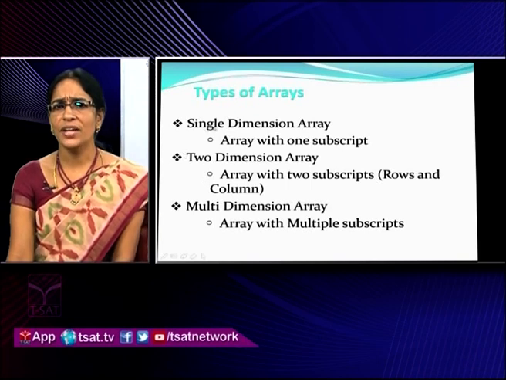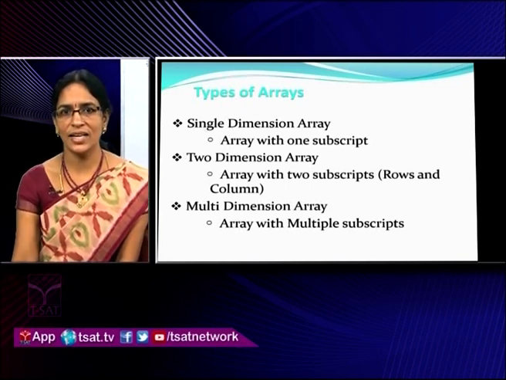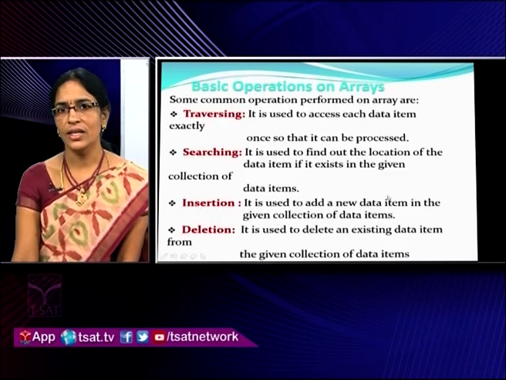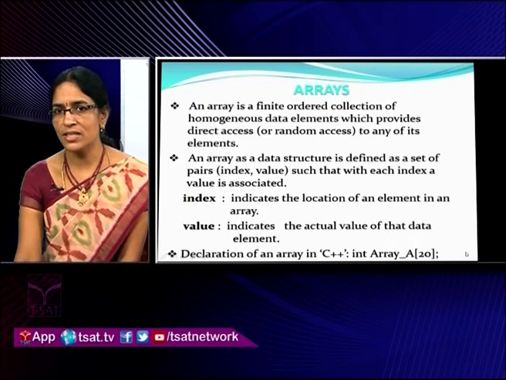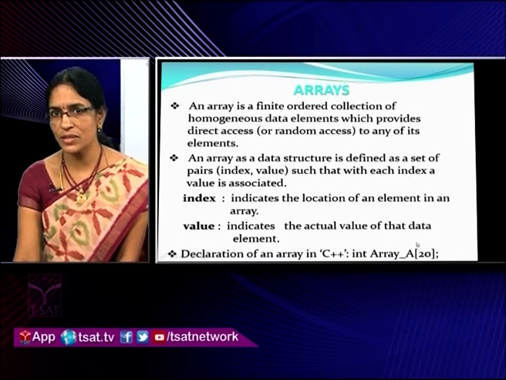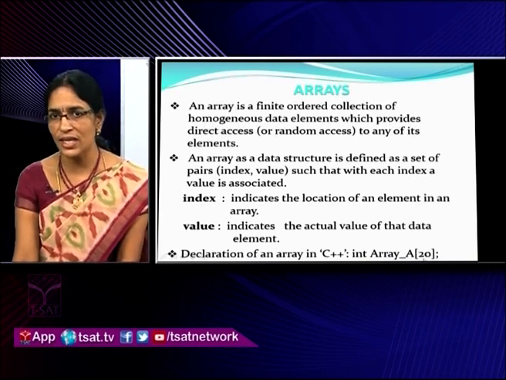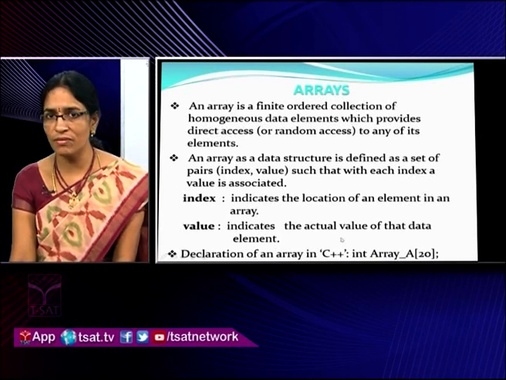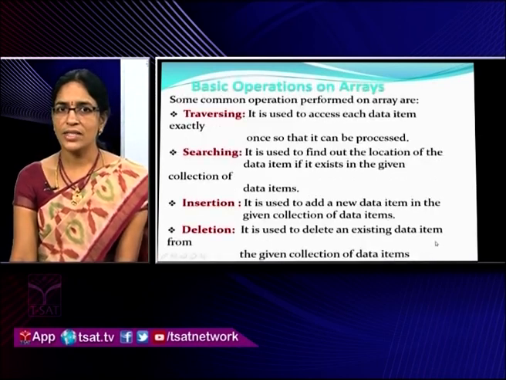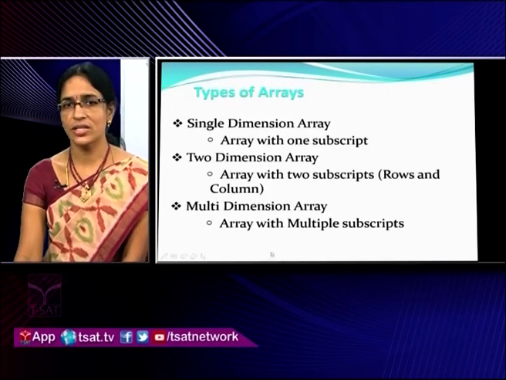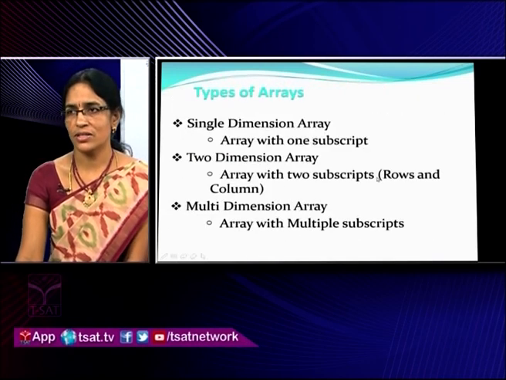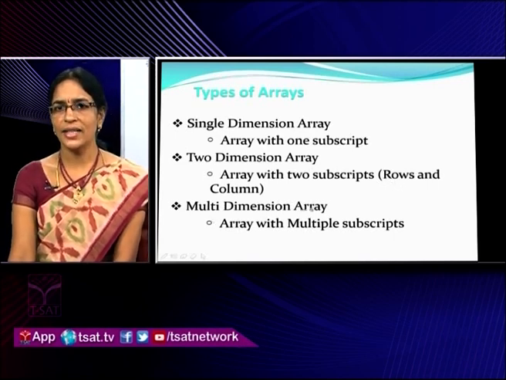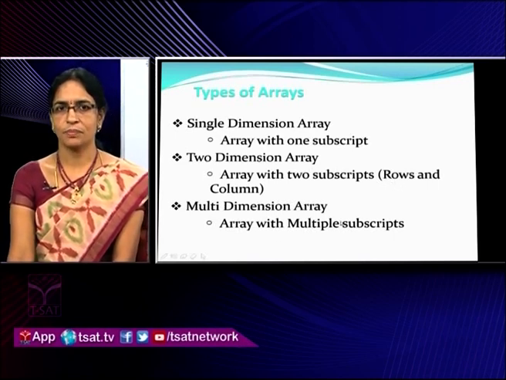So how do we identify whether it is single dimensional, 2-dimensional or multi-dimensional? Based on the subscript. Here, within this subscript, some 20 is there. If it is a single one, it is single dimensional, that means data is stored in only one dimension. Whereas a 2-dimensional array contains rows and columns, that means matrices, and multi-dimensional has multiple subscripts.